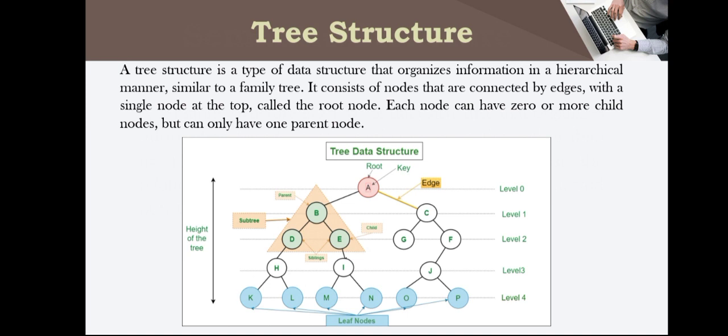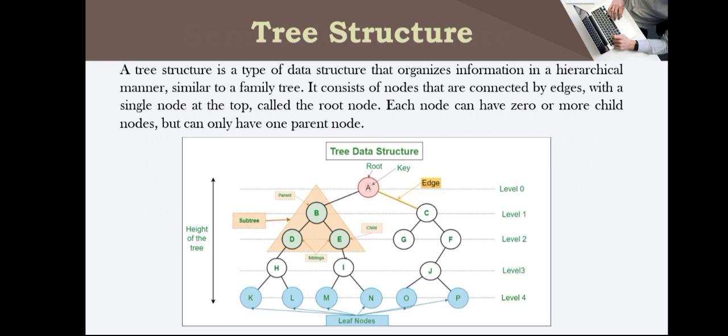So this is the example of tree data structure. They have root node A. So the root node A is a parent of B and C. The B and C are siblings. So B is a parent node of D and E. D and E are also siblings, and C is the parent node of G and F, and also a sibling of B.